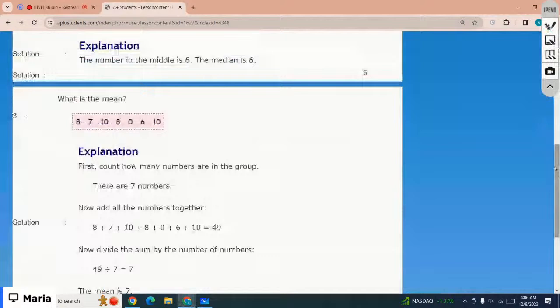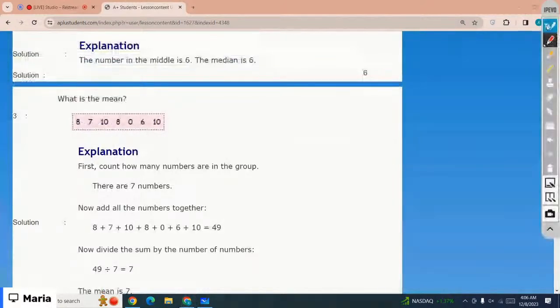Okay, the last one is the mean. Mean is the sum of all the values divided by the number of values. What you have to do for the mean is add up all the given values. Here you can see the given values are 8, 7, 10, 8, 0, 6, 10. Just add all the values: 8 plus 7 plus 10 plus 8 plus 0 plus 6 plus 10. Their sum is 49. They are 1, 2, 3, 4, 5, 6, 7 in number. Divide their sum by the number of values. So 49 divided by 7 is 7. So the mean of the data is 7.